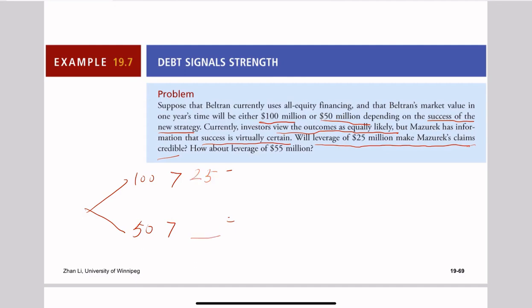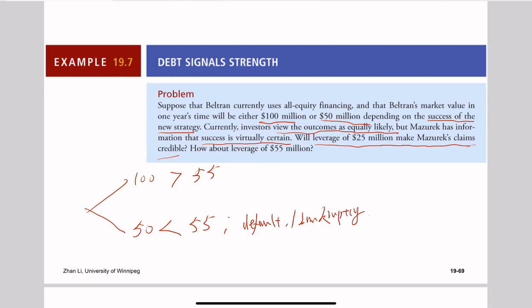And what about $55 million? If the firm is using $55 million, then what you can see here is, in the second case, if this is a bad project, the firm will be in default, or bankruptcy, because the firm's value is actually smaller than the amount of debt.